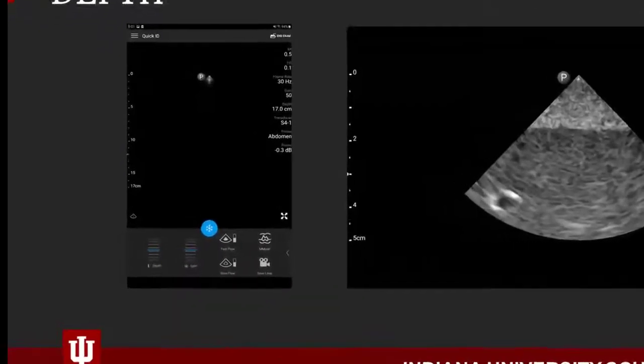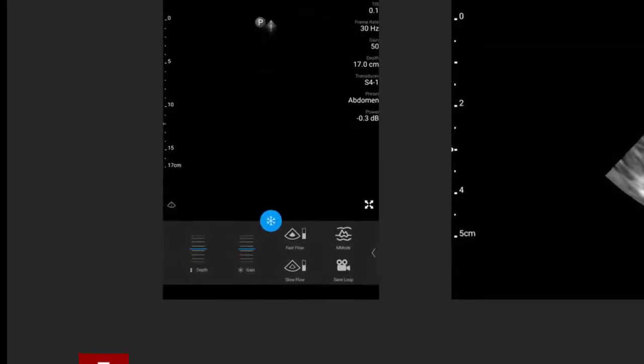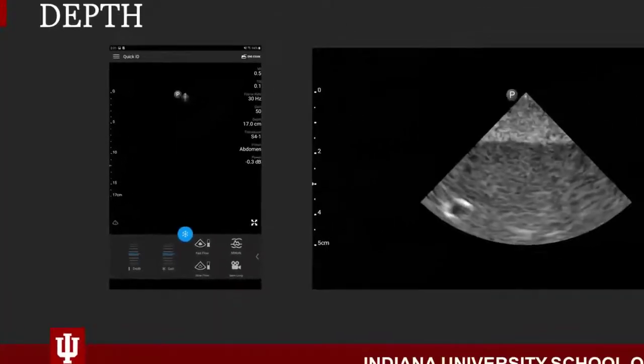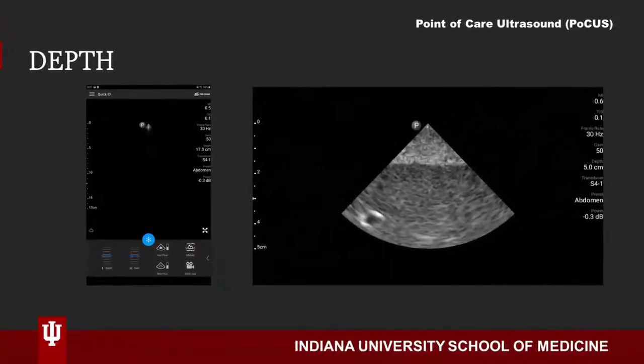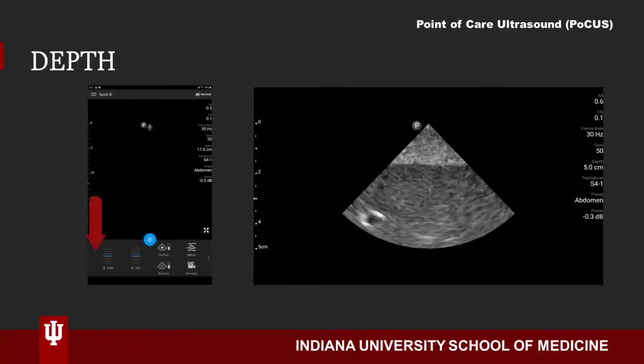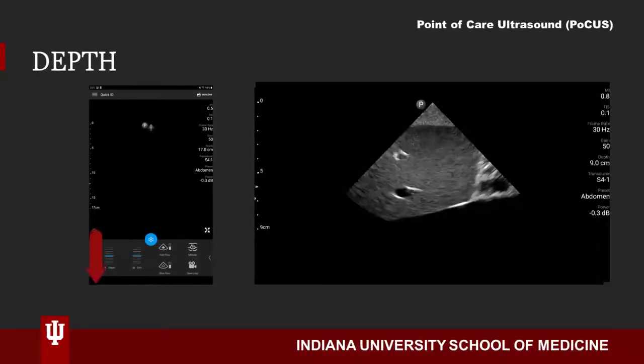Depth allows us to see structures at various depths within the body. The depth of penetration is related to the frequency of the ultrasound wave. Higher frequencies have shorter depth of penetration, and lower frequencies have deeper penetration ability. The degree of penetration is probe dependent, so there is a limit to the probe's ability to see structures well within the body. Depth is easily modified by scrolling the dial, as demonstrated here.